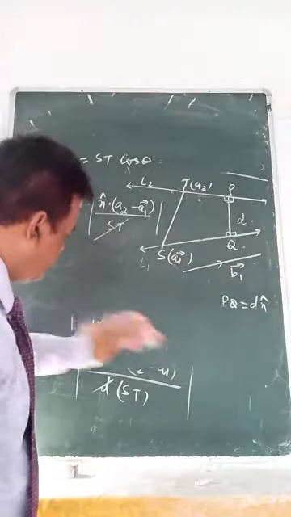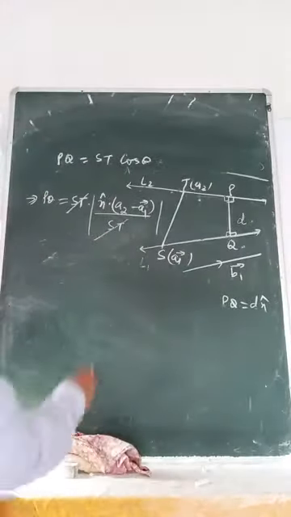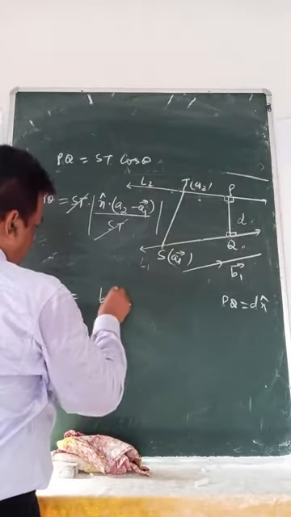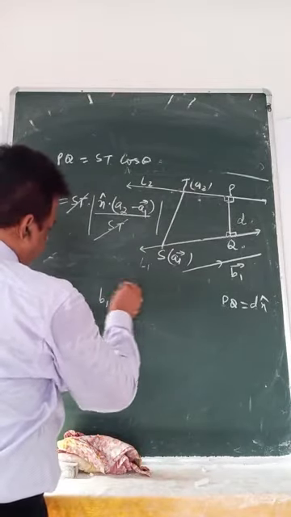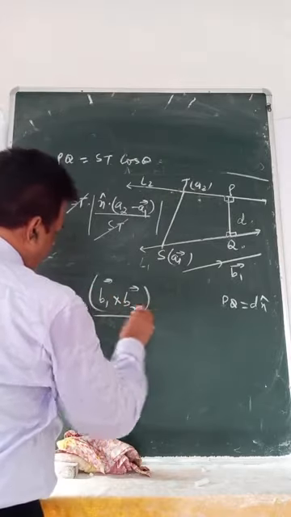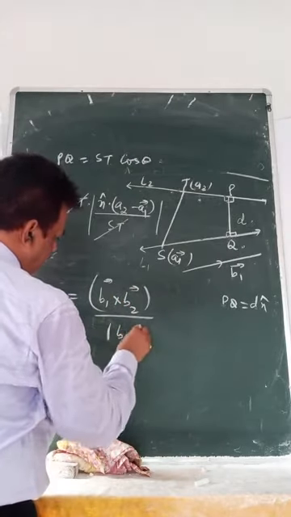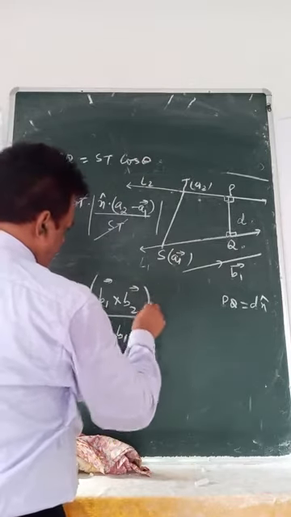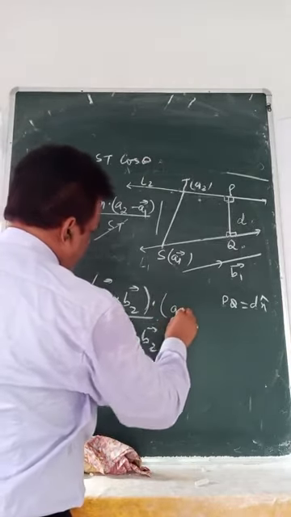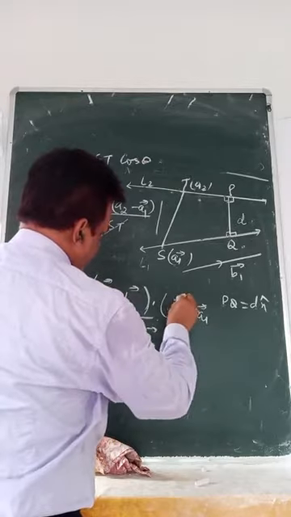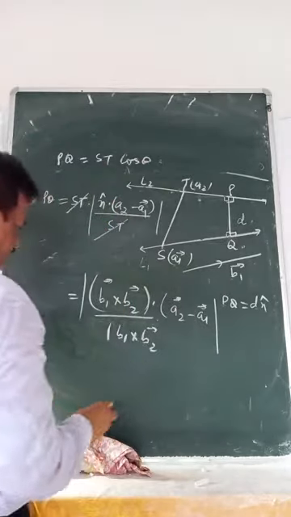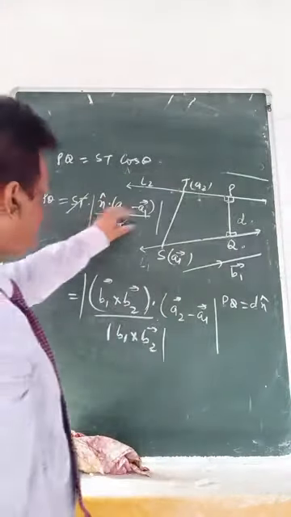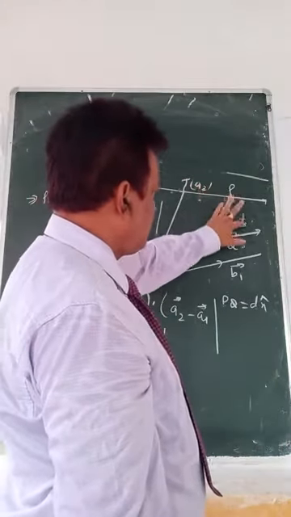That means our n cap equals what we have written there: B1 cross B2 by the modulus of B1 cross B2, dot here A2 minus A1 vector, its modulus. So what is PQ? That is your required distance D now.